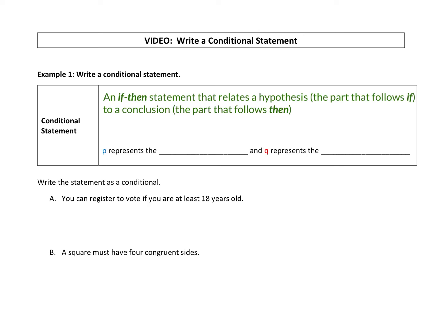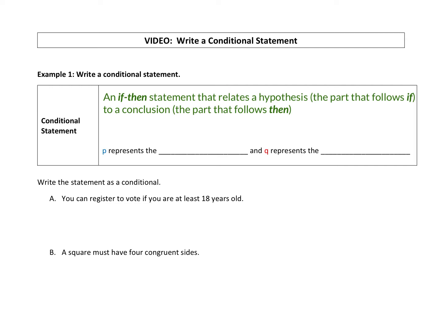Okay, we're going to work on writing conditional statements in this example. So what is a conditional statement? Here's our definition for your notes. A conditional statement is an if-then statement that relates a hypothesis, the part that follows if, to a conclusion, the part that follows then. So hit pause, write that in, and then we'll keep going.